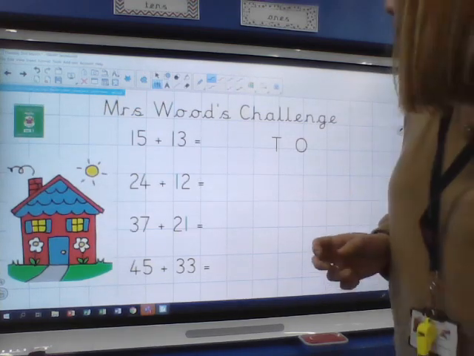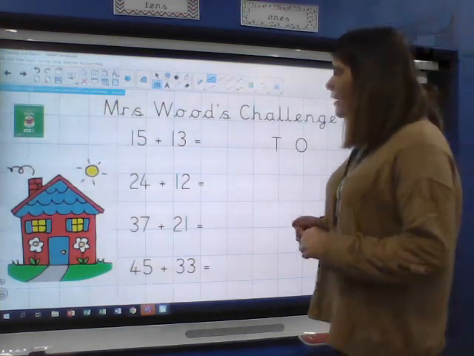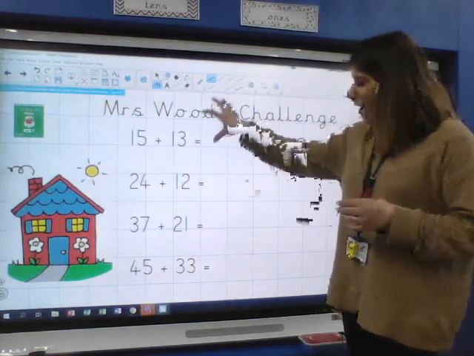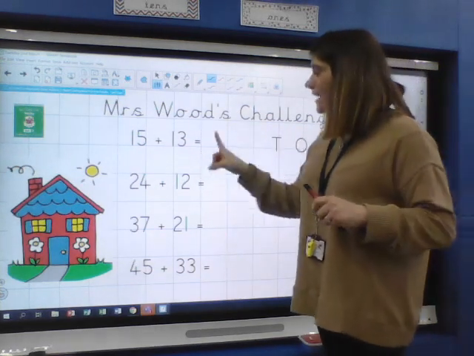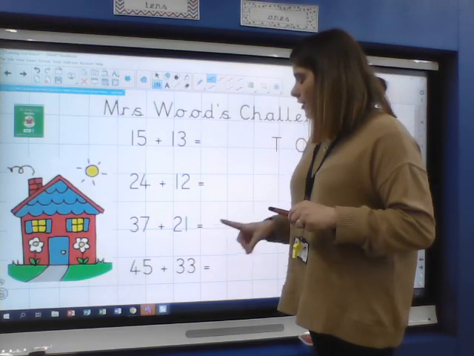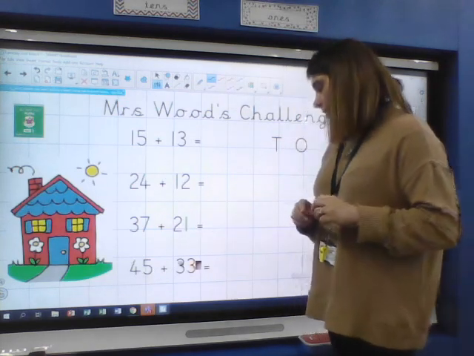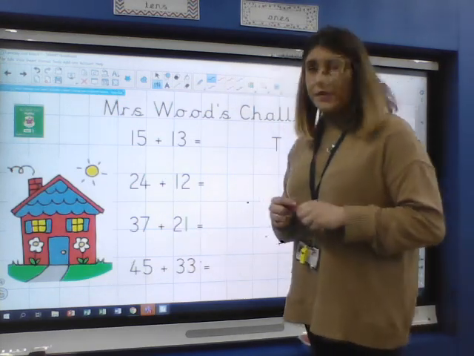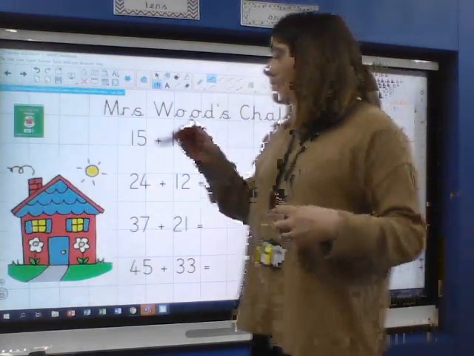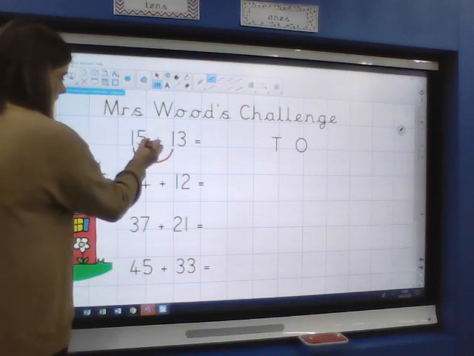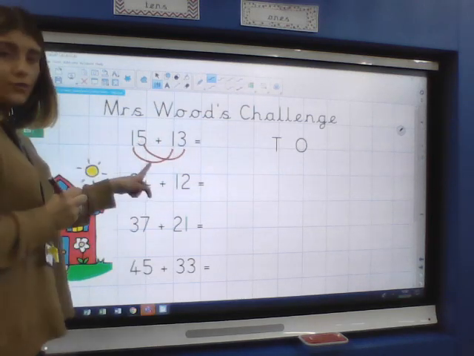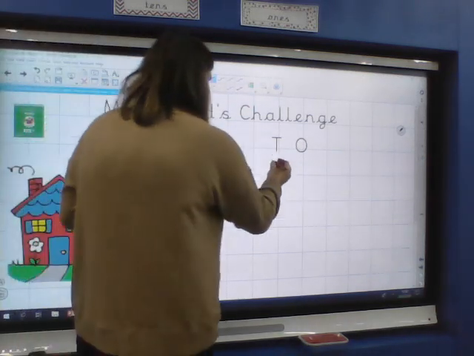So what I would like to do as your challenge is I would like you to add and solve these 4 number sentences for me. 15 and 13, 24 and 12, 37 and 21, and 45 and 33. And you can do that by partitioning, so adding your 10s first and then your 1s, or you can solve it using the column method.